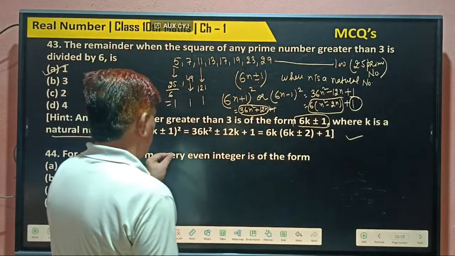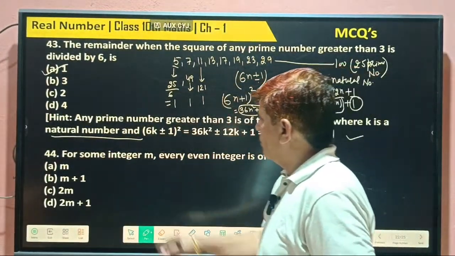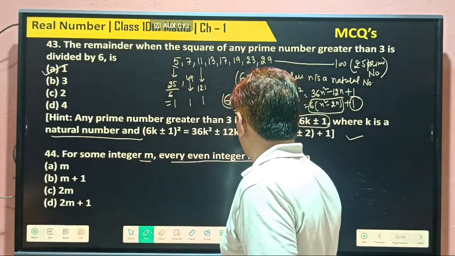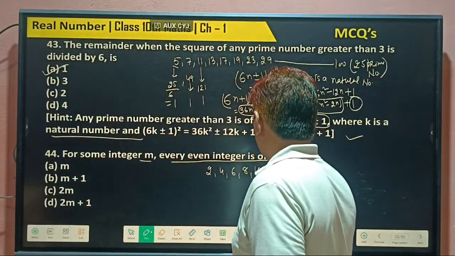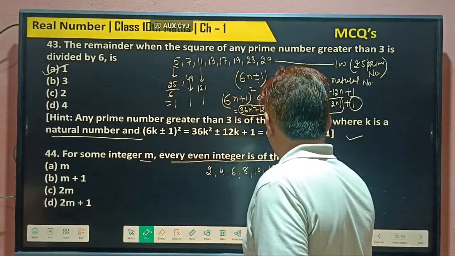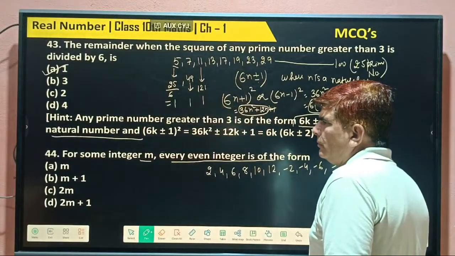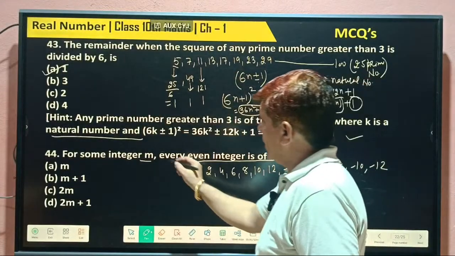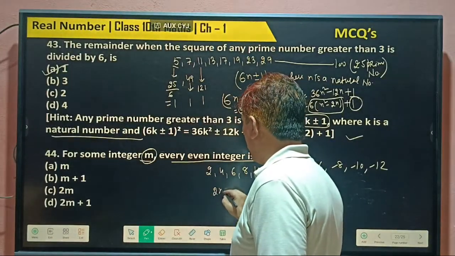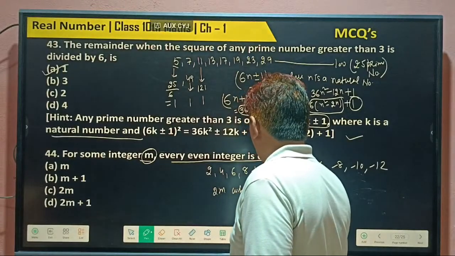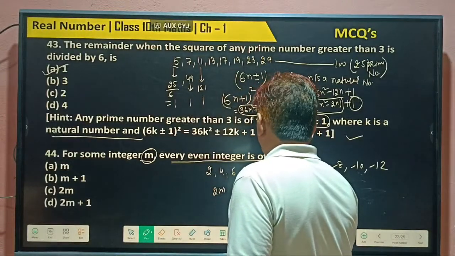For some integer m, every even integer is of this form. It means for some integer. An even integer means 2, 4, 6, 8, 10, 12, minus 2, minus 4, minus 6, minus 8. And if m is any integer, how can you write? We can write 2m, where m is any integer.